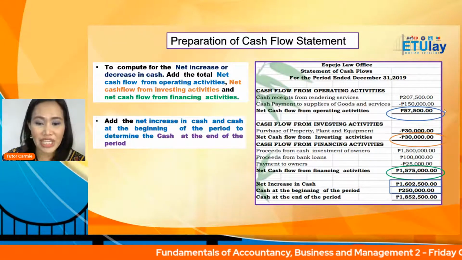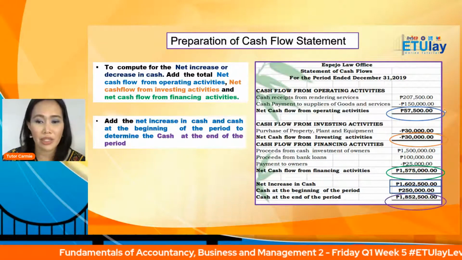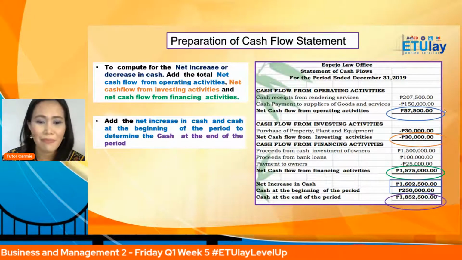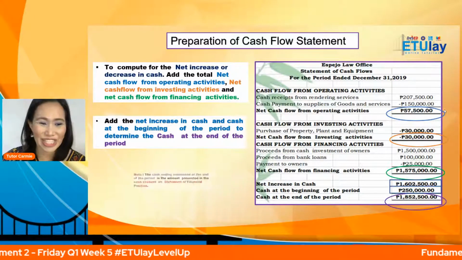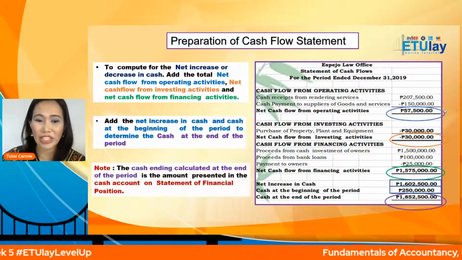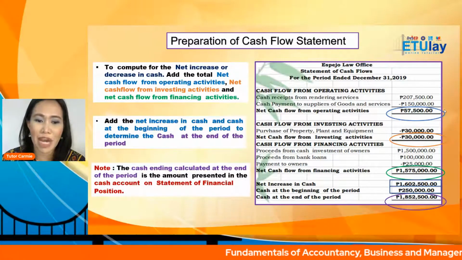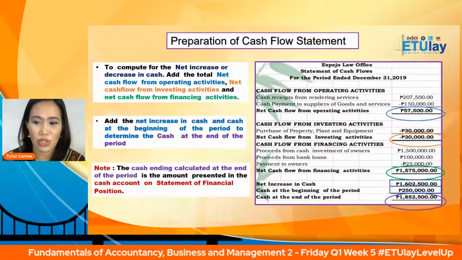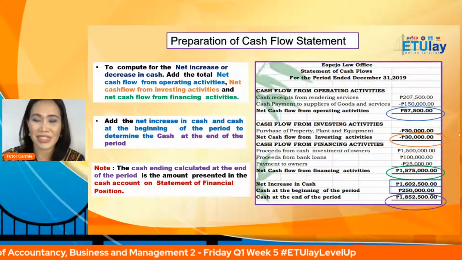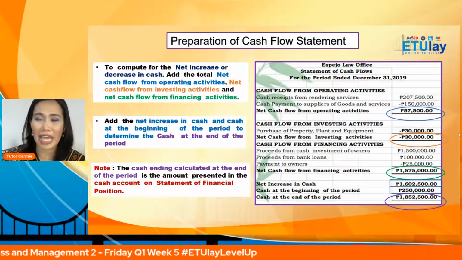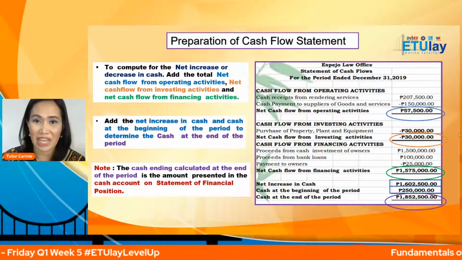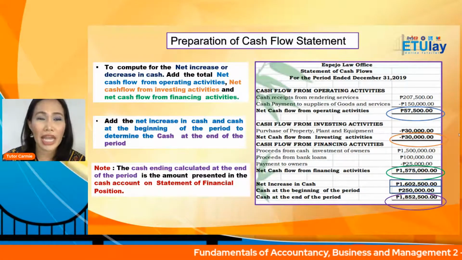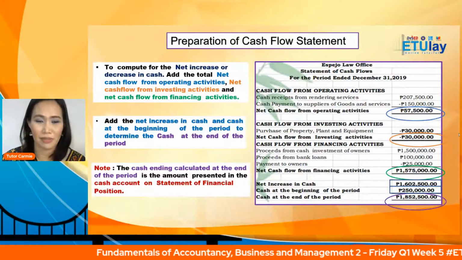So, we will have a cash at the end of the period of 1,852,500. Madaling-madali po, kayang-kaya. Okay, I hope kayang-kaya natin siya. So note, the cash ending calculated at the end of the period is the amount presented in the cash account on the statement of financial position. So ito po, dapat parehas. Parehas po na nakalagay at nakadeclare po doon sa ating SFP or Statement of Financial Position. Kaya po meron pa rin po siyang kaugnayan sa ating mga financial statement.